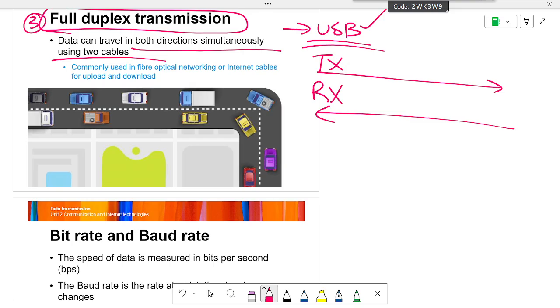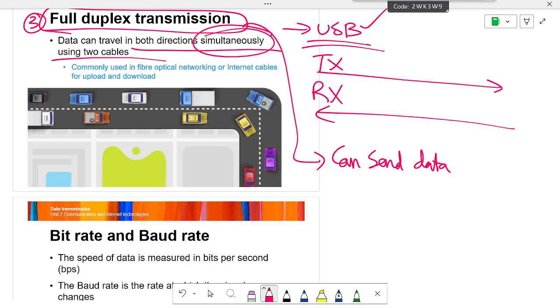That means when I plug it in, my device can send data to the computer and back at the exact same time. Okay? Let's write this down. Who can tell me what is full duplex? It's a way of transmitting that's simultaneous. Yeah, can send data. They use this big word. Simultaneous means the same time. Simultaneously.